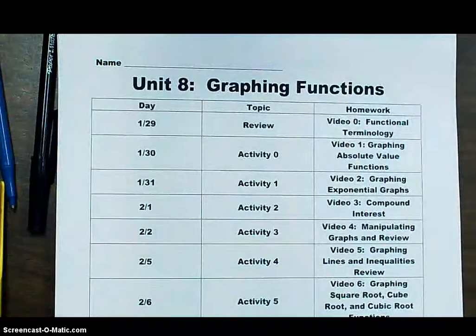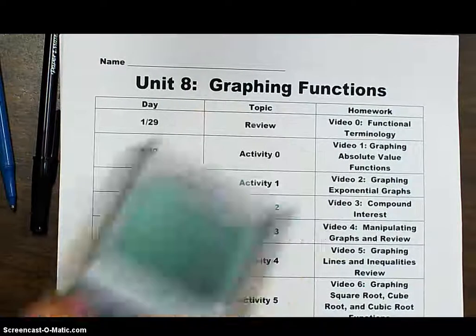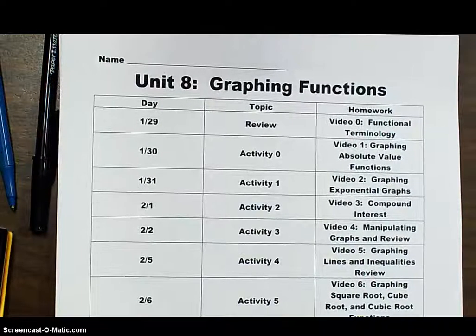Welcome back to the start of Unit 8, Graphing Functions. For this entire unit, you're going to have to make sure that you always have your graphing calculator handy as well as a writing utensil.